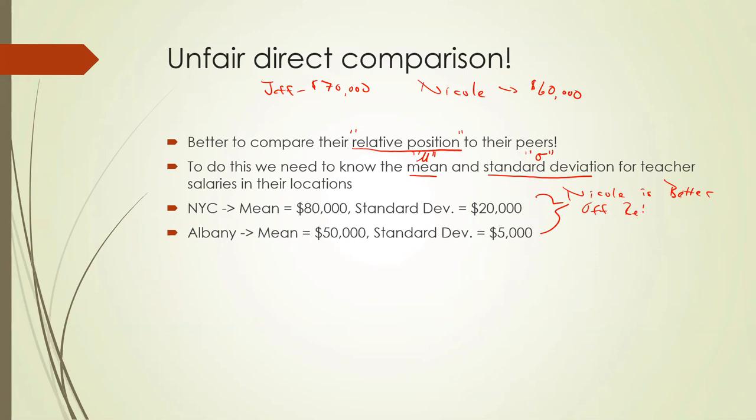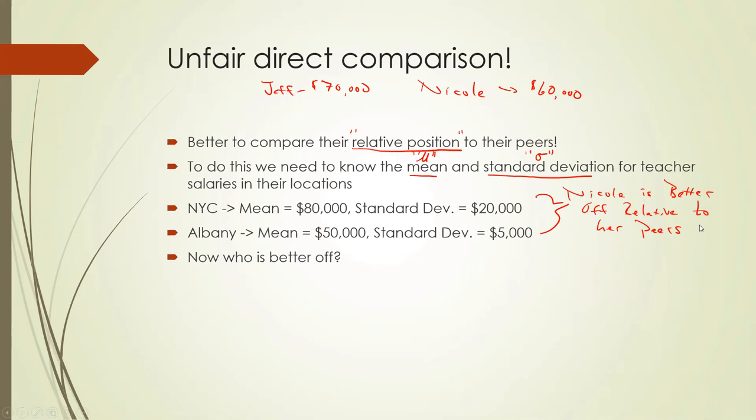to her peers. Because it is an unfair direct comparison. Jeff makes $10,000 more, but I can say this because I grew up outside of Albany: New York City is just better than Albany. So even though it's less money, Nicole's money will go further. Jeff gets all the amenities of New York City. So it's really an unfair direct comparison. That's why I have to say relative to their peers. And based on income, Nicole is better off. All right, so we got that. It was Nicole.